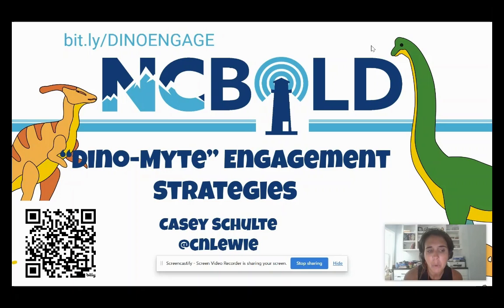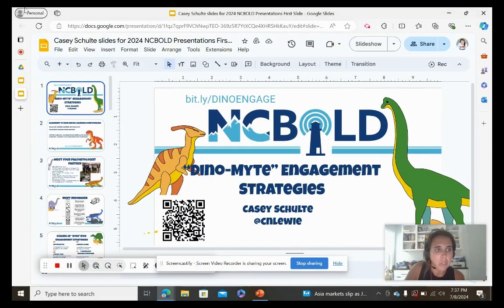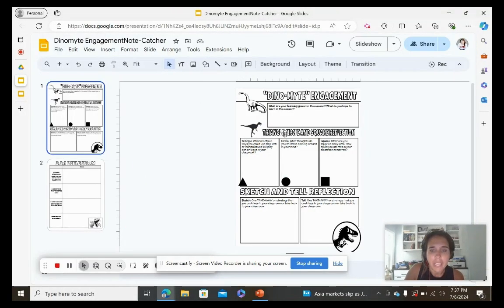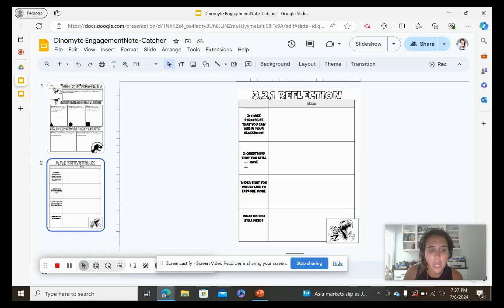It has some more note taking strategies that I use in my classroom for my kids to be able to reflect on their own learning, including a 3-2-1. And that note taker looks something like this. So we do a triangle, circle, and square. We're going to do a sketch and tell reflection. And we also complete a 3-2-1.